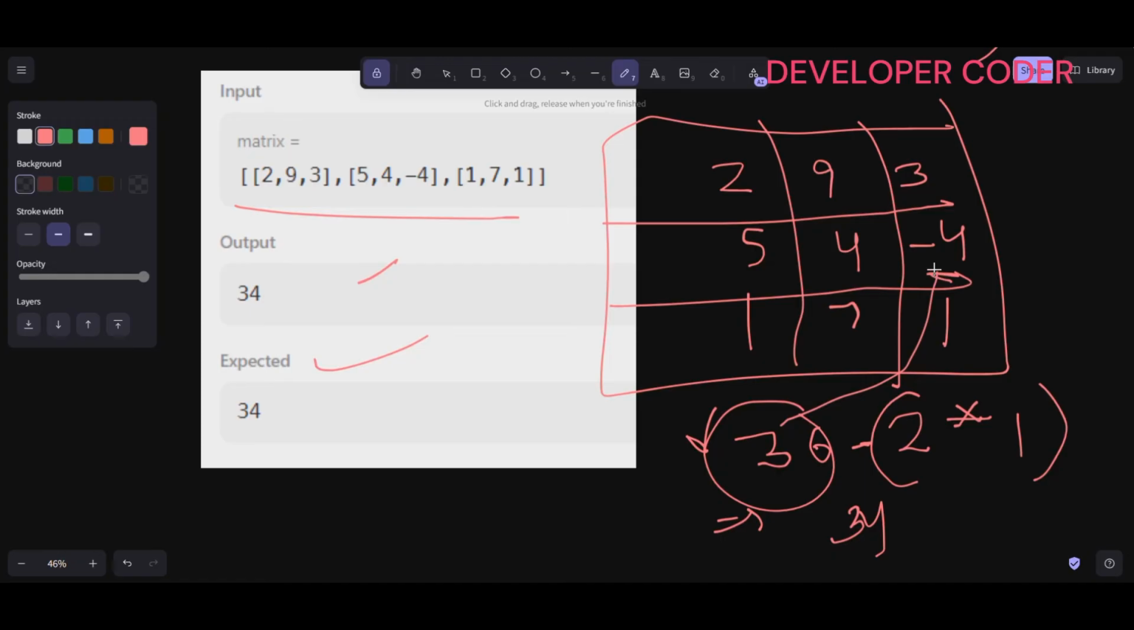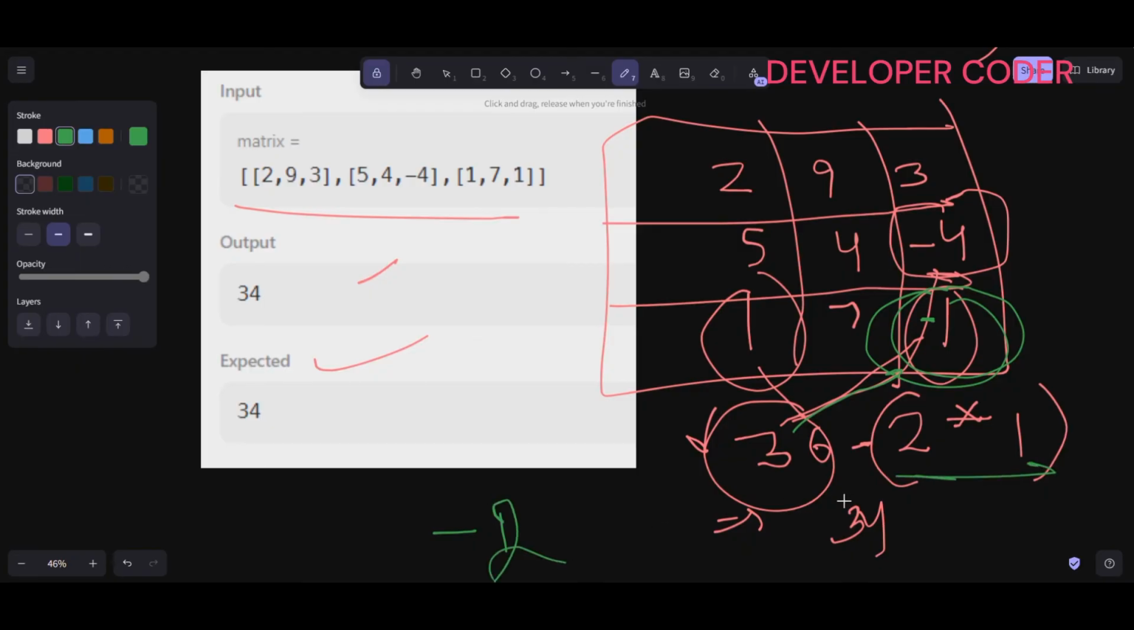Here in 36 I counted this minus 4, and in 36 I counted all the numbers, 1 as well, all of this. But what I was doing is making the smallest one negative in the end. So I am subtracting this 1 from it, but I have to subtract it 2 times, because initially in 36 I took the count of this 1 as well, so minus 2. This is what we need to do.